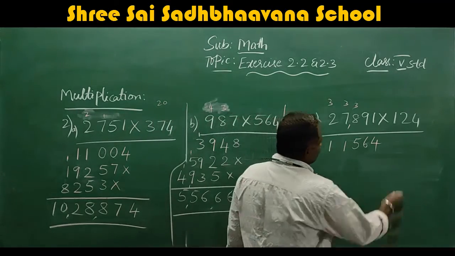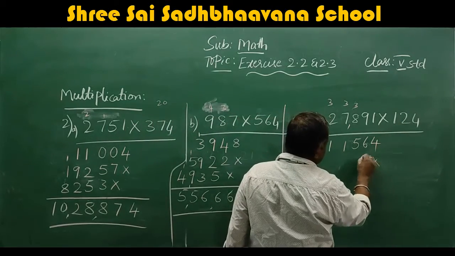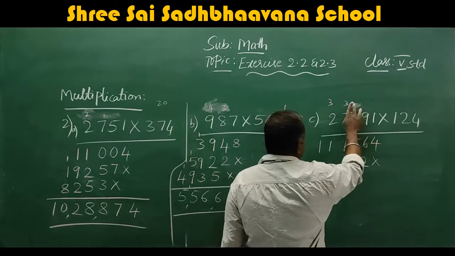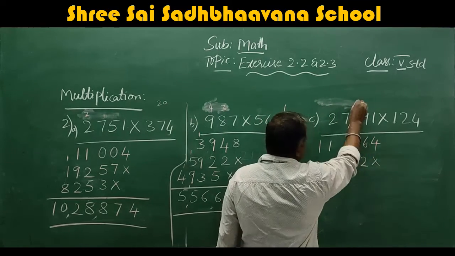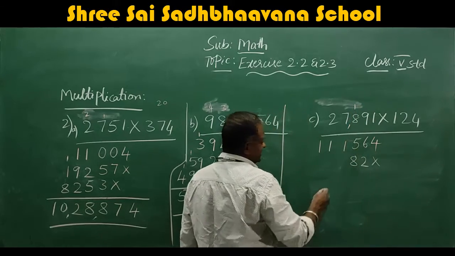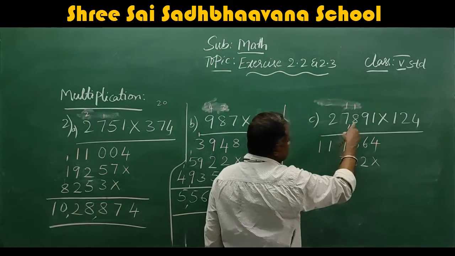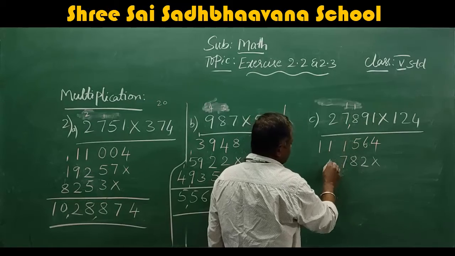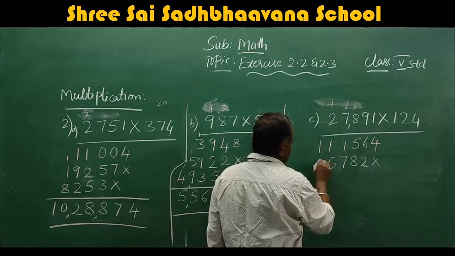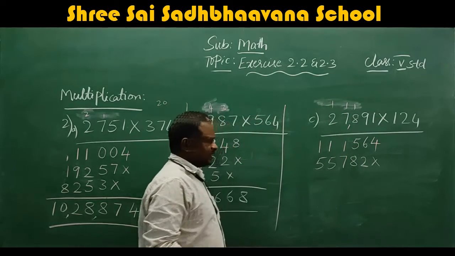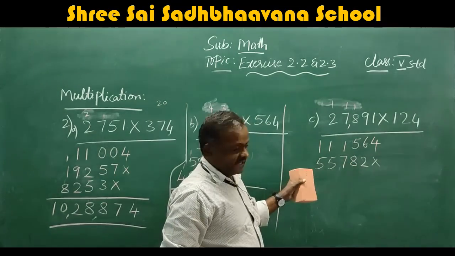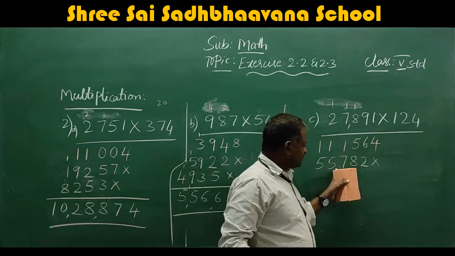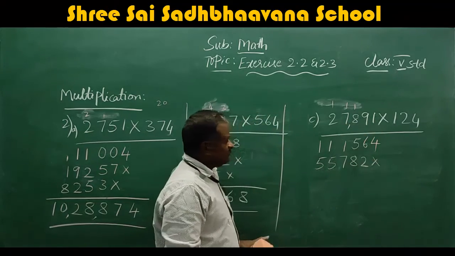Next, from 2. 2 ones are 2. 2 nines are 18, carry 1. 2 eights are 16 plus 1, 17, carry 1. 2 sevens are 14 plus 1, 15, carry 1. 2 twos are 4 plus 1, 5. Okay, here the answer will come here only. It won't go to the next place. So 55,782. Okay, from 1.